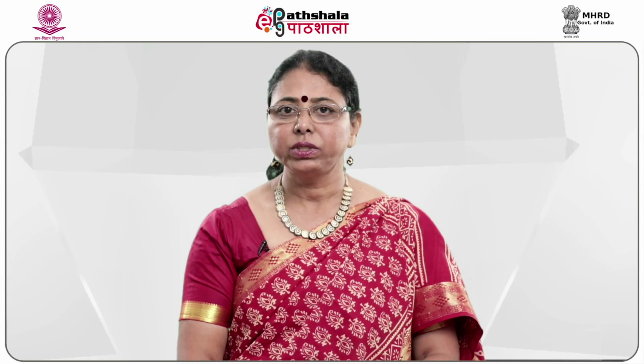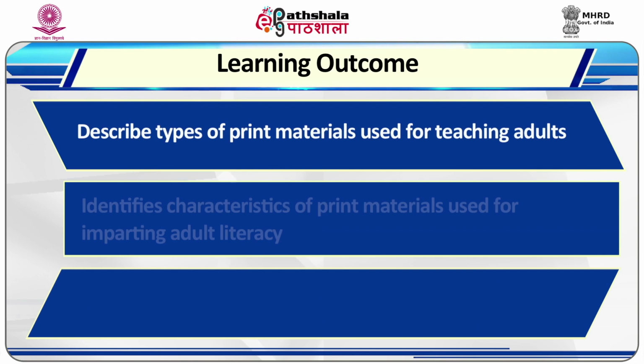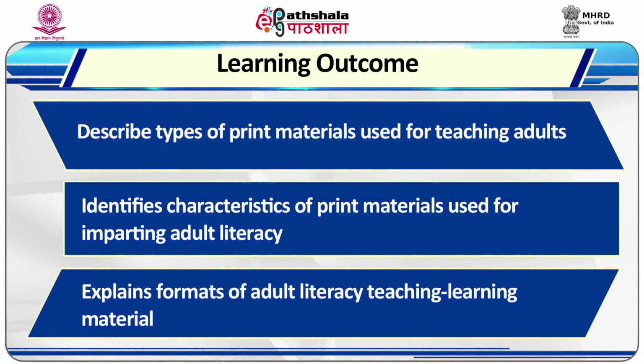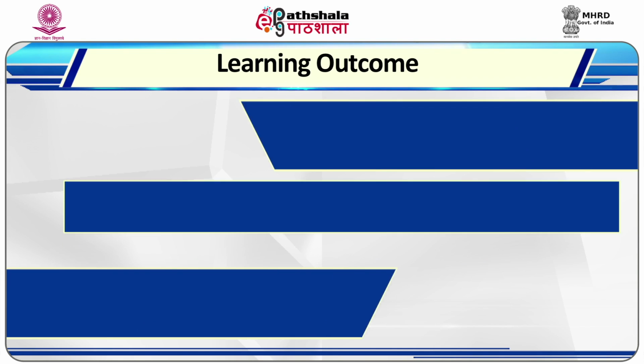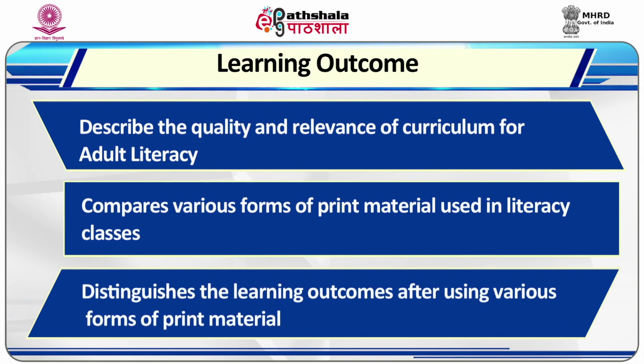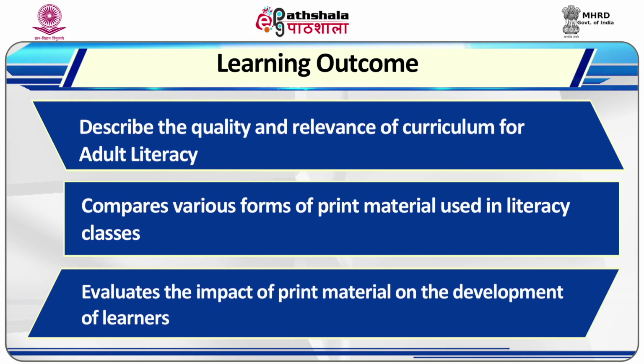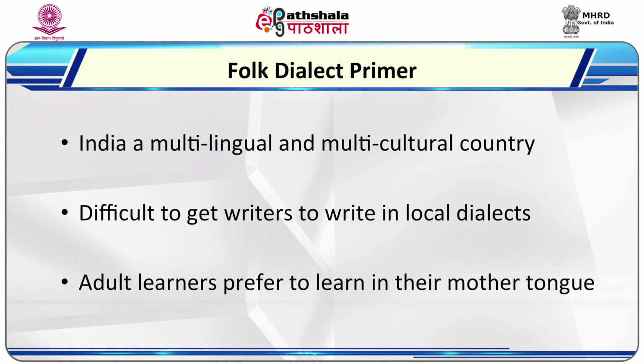The learning objectives are: the learner describes the various types of print material used for teaching adults, identifies characteristics of print materials used for imparting adult literacy, explains formats of adult literacy teaching learning material, describes the quality and relevance of curriculum for adult literacy, compares various forms of print material used in literacy classes, distinguishes the learning outcomes after using various forms of print material, evaluates the impact of print material on the development of learners.